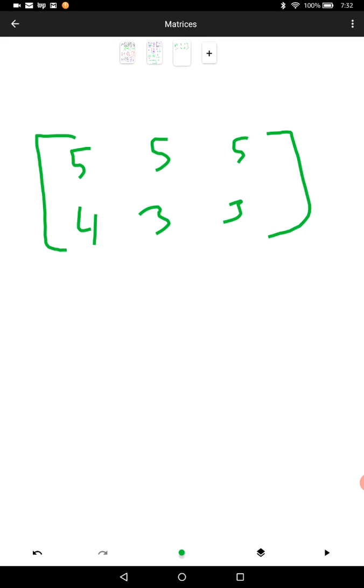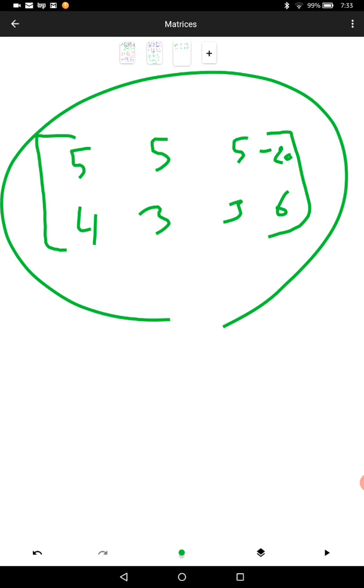So this is how to write your matrix. And then you have negative 20 and 6. This is the constant, the last part we have. This is how to represent your system of equations using a matrix.